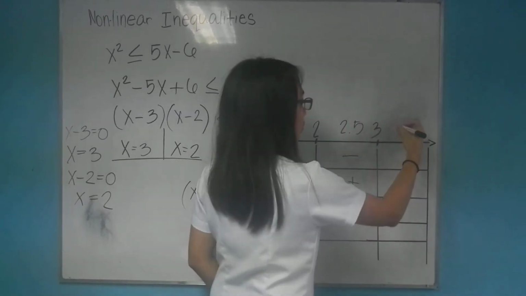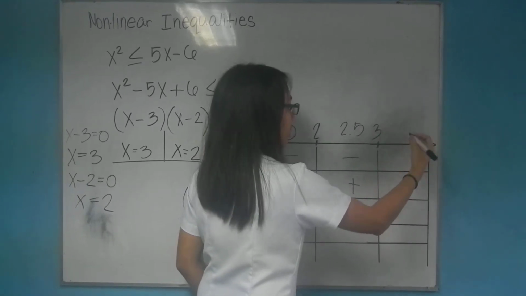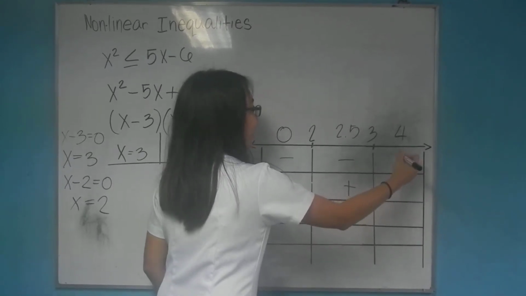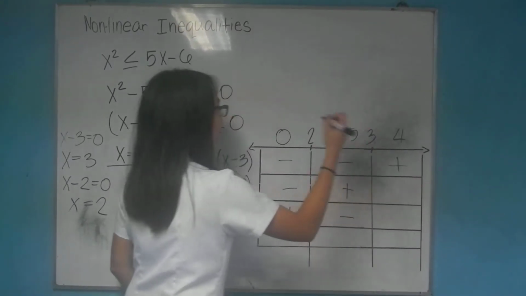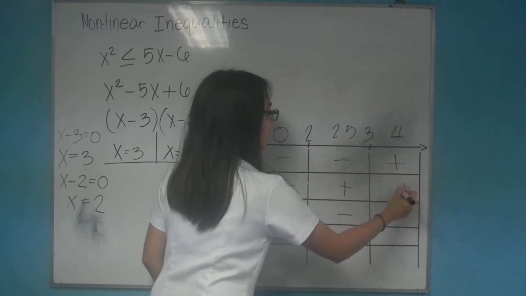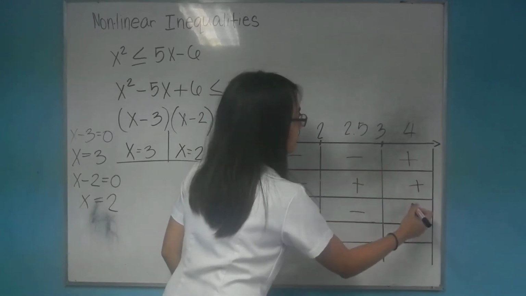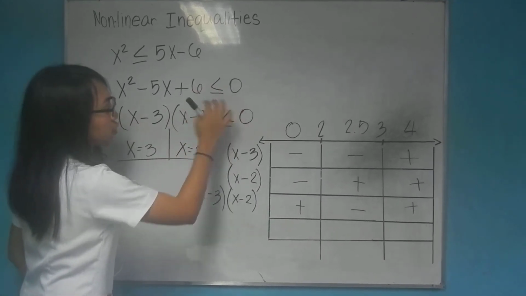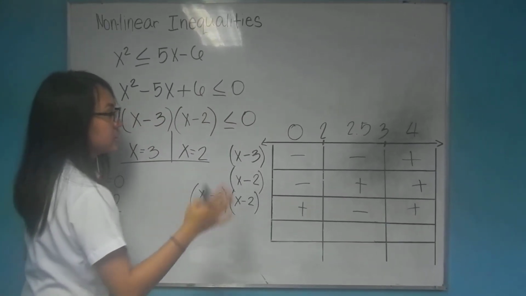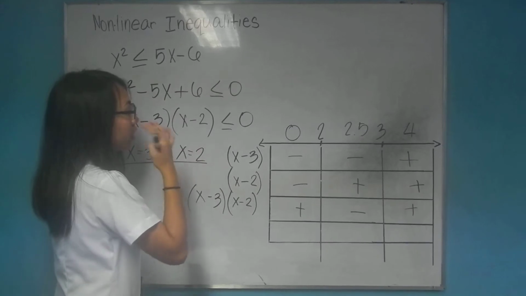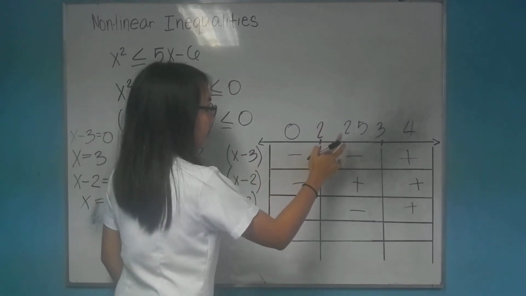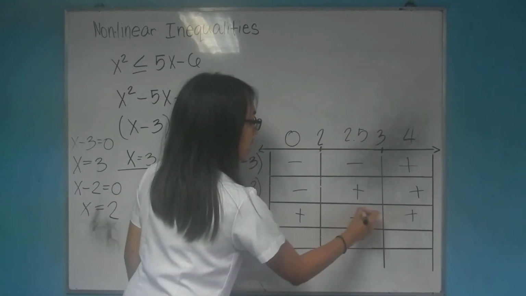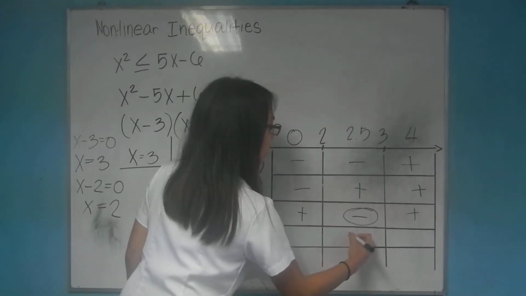And a number greater than 3 would be 4. So 4 minus 3 is what? Is a positive number. 4 minus 2 is a positive number, and positive times positive is a positive number. So we're looking for a value less than 0. So we have to look for a negative number since it is less than 0. So a negative number would be 2.5 because as you see we have a negative here. So this is the value.